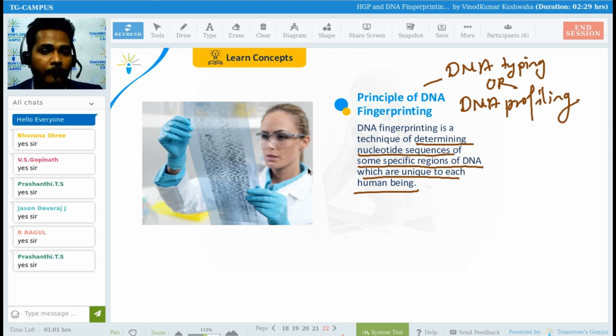Clear? So this is the definition of DNA fingerprinting. DNA fingerprinting is a technique for determining the nucleotide sequence of some specific region of DNA which are unique to each human being, which makes a difference between two different organisms, between you and me. That is what is called DNA fingerprinting. With the help of this technique we can determine that nucleotide sequence. Clear?